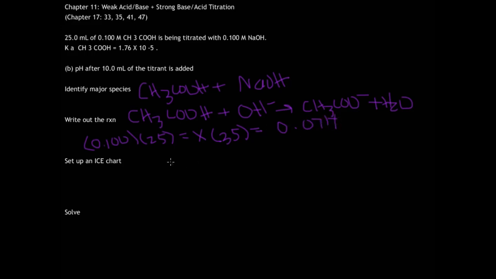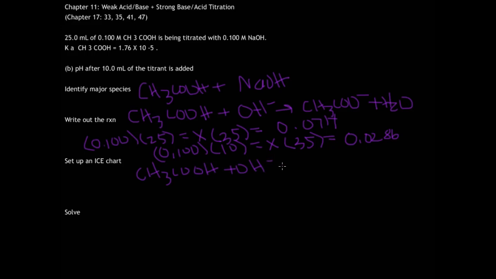Okay, then you do this again, but for the base, 0.1 molar for the base. We are adding 10 milliliters of the base. New molarity, X. Final volume, 35. And the molarity of the base is 0.0286. So what I'm going to do is I'm going to set up an ice chart.